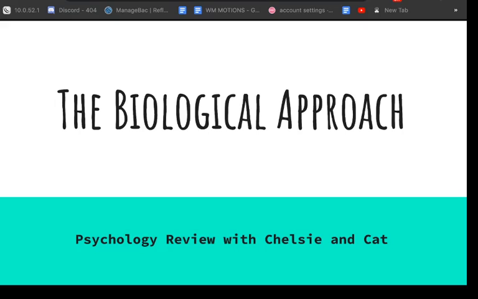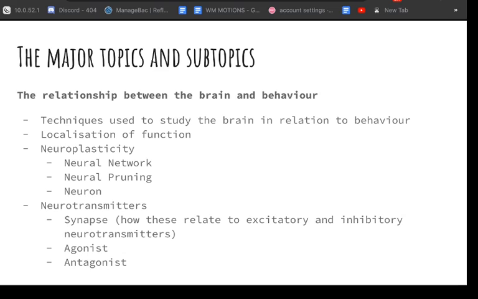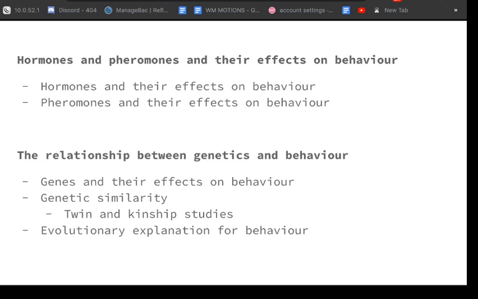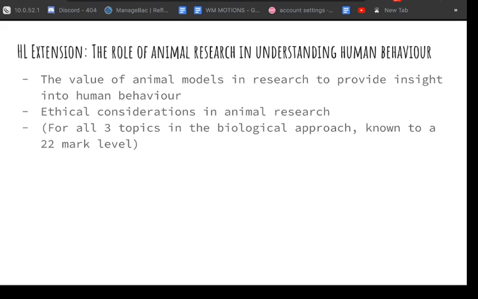Okay, so since we're going into the biological approach today, we're going to cover the contents of the biological approach. We're going to cover the techniques related to it, the localization of function, neuroplasticity, neurotransmitters, hormones and pheromones, genetics and behavior, and finally the HL extension, which is animal research.